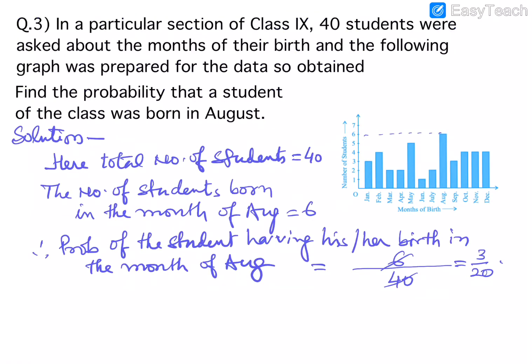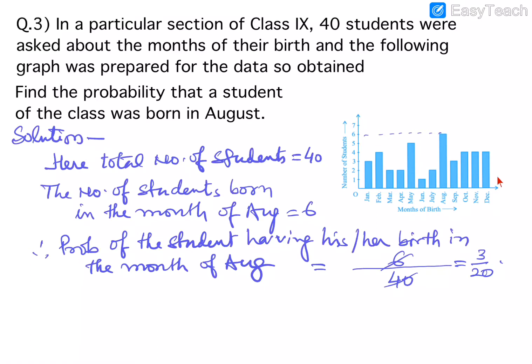For question number 3, we have to take the example 5, section 14.4, chapter 14 of statistics, which is as follows. In a particular section of class 9th, 40 students were asked about the month of their birth, and the following graph was prepared for the data so obtained. Find the probability that a student of the class was born in August.